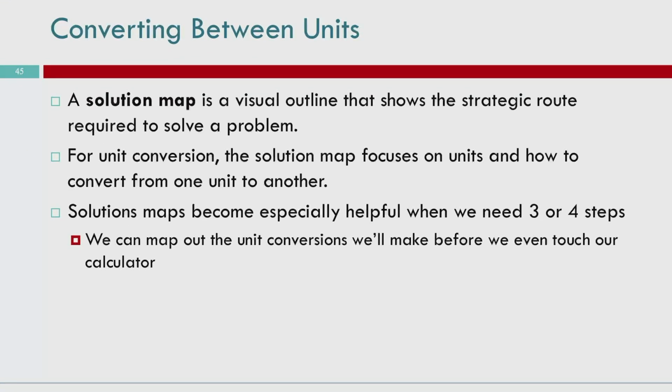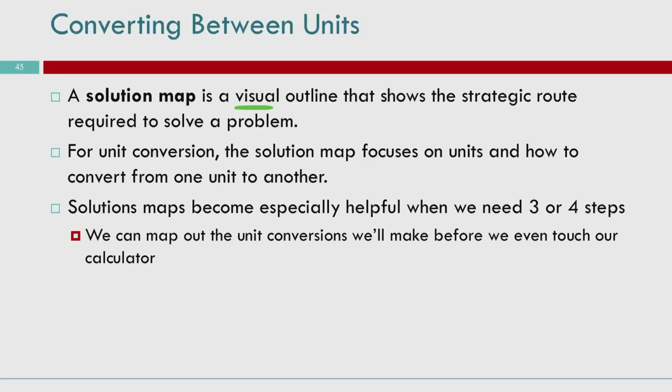We will also oftentimes be writing out a solution map. So a solution map is a visual outline just showing, usually the way that I do it is I show the units we start with, the units that we end with, and then we set up a couple of steps in between for the units that we're going to step to, so that we know how many steps we need to do, and then we can put in the numbers after that. So for our unit conversions, which a lot of our things are, our solution map is going to focus on the units.